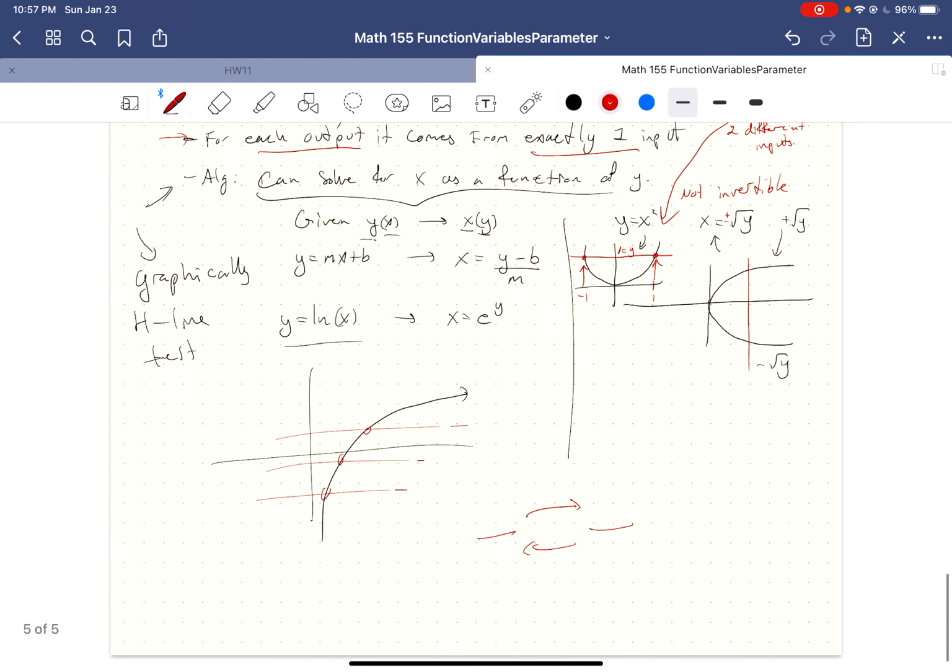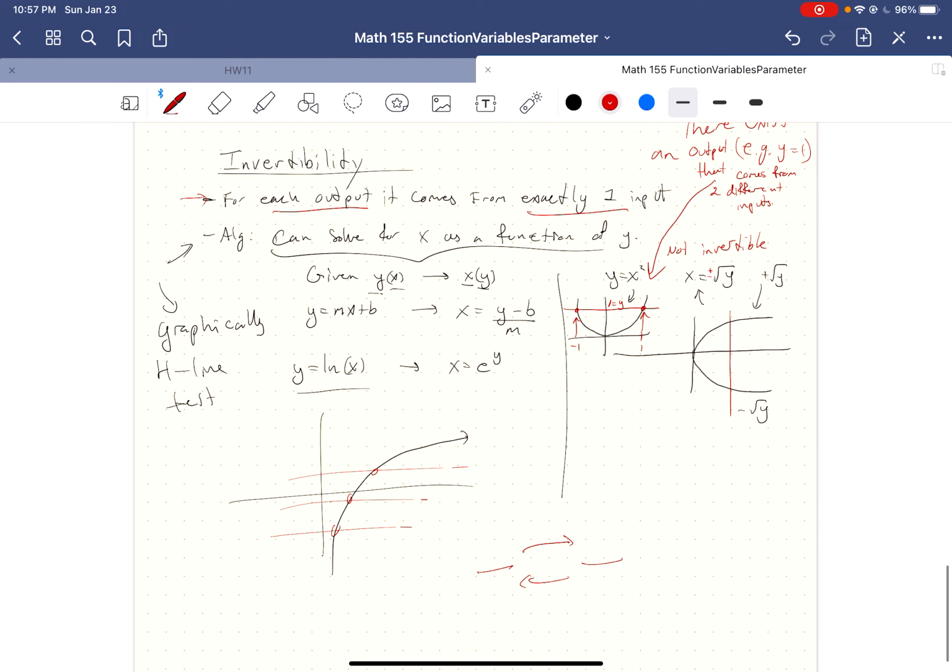Okay, so invertibility means the output comes from exactly one input. It equivalently means it passes the horizontal line test. It equivalently means you can solve for x as a function of y. What does it mean in the tabular form?